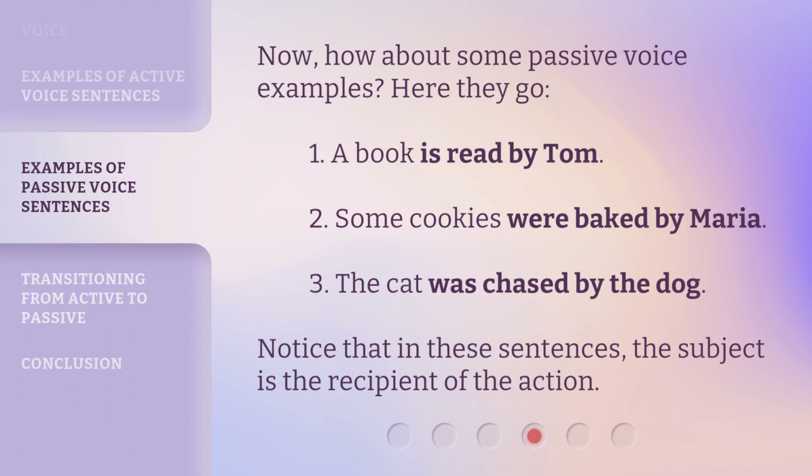Now, how about some passive voice examples? Here they go. 1. A book is read by Tom. 2. Some cookies were baked by Maria. 3. The cat was chased by the dog. Notice that in these sentences, the subject is the recipient of the action.